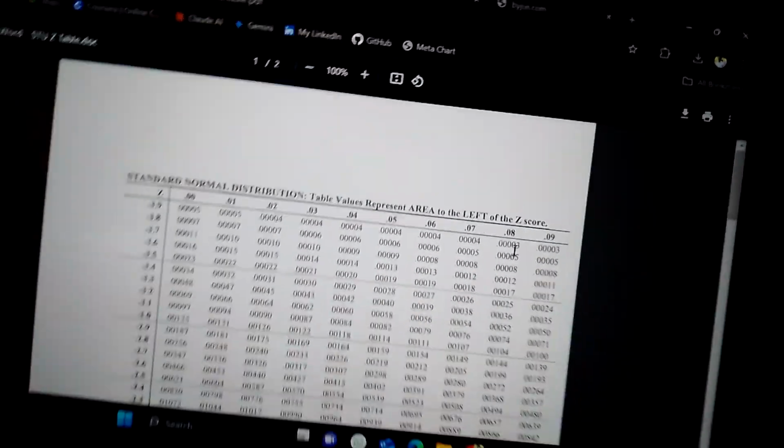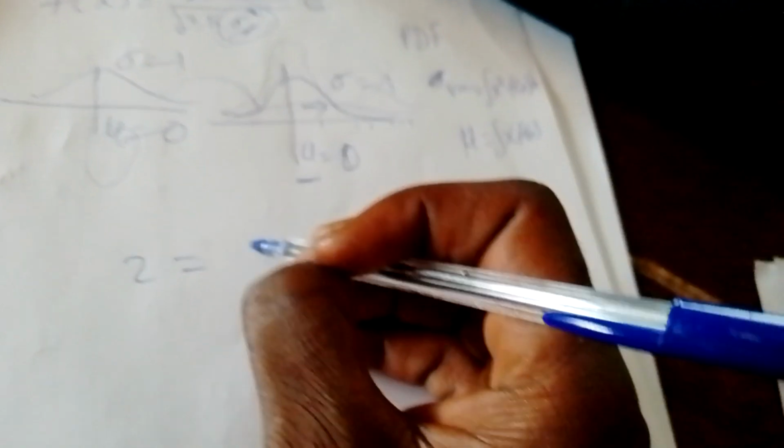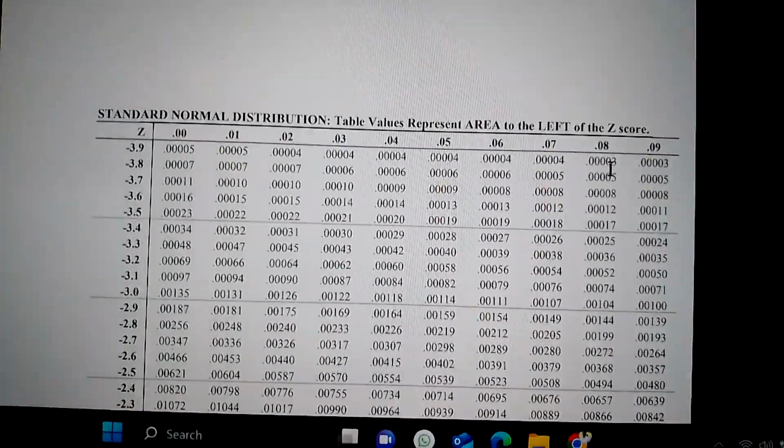Your z-score is the difference between your point of interest minus your mean, all over sigma. Okay, so this is your z-score. Now let's try to understand how this table looks.